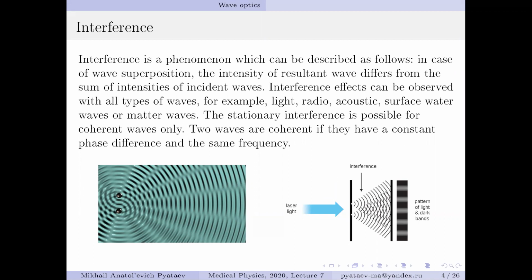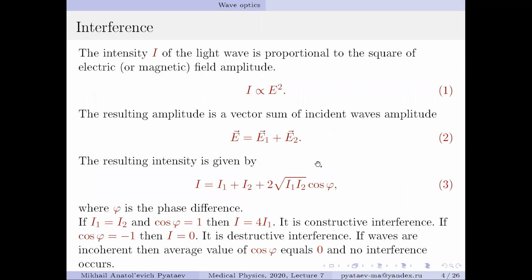That's why when we have a sum of two vectors, and for example, if the amplitudes are equal, and we have a sum of electric vectors, we will have twice the electric field, but the intensity will increase 4 times.